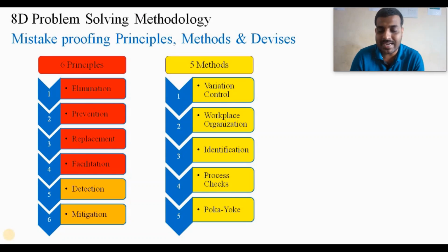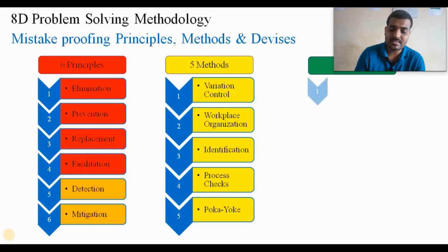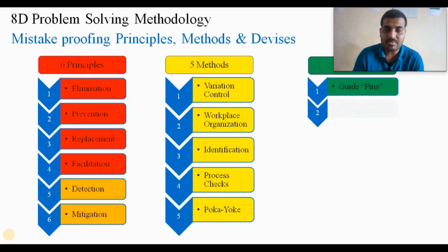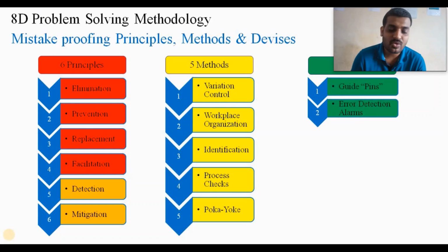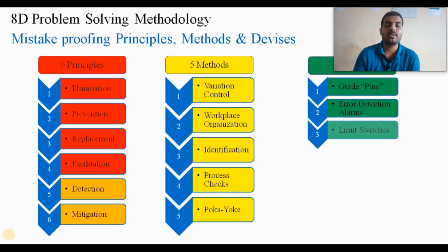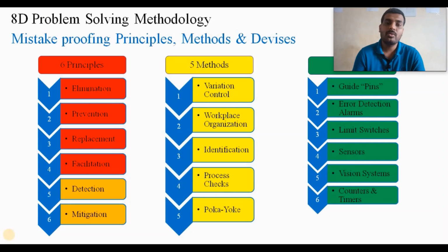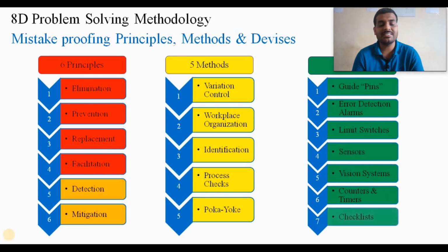The first one is guide pin, then error detection alarm, limit switches, sensors, vision system, counters and timers, and lastly checklist. I have added this mistake proofing slide just to trigger you for the mistake proofing methodologies. With this, we will now move to the next phase of the 8D, that is D6.